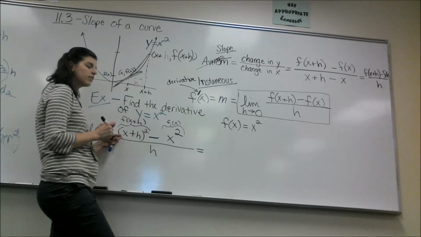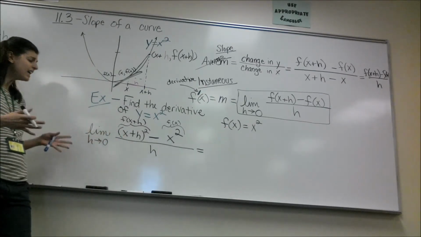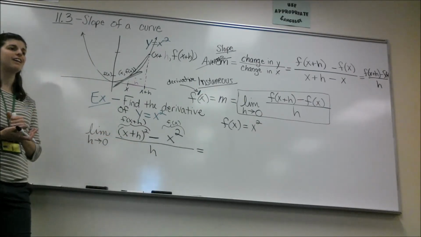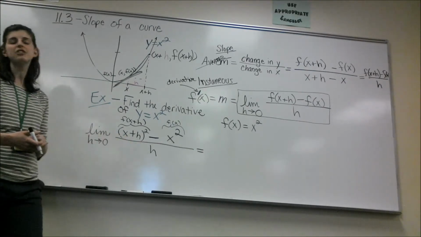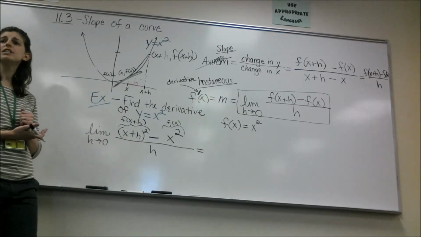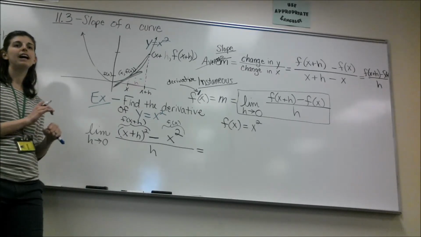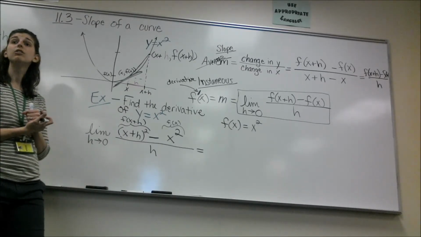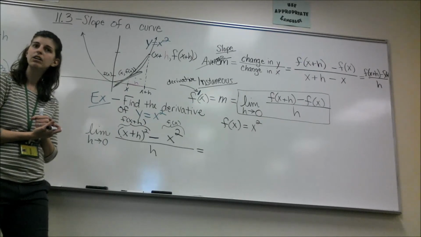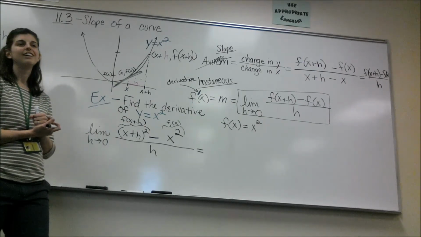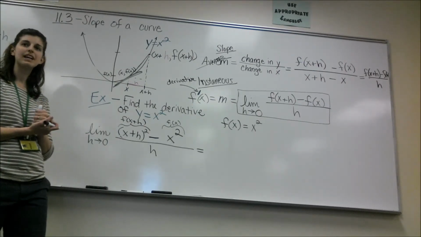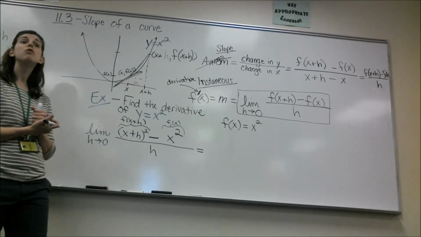All right, right here. How do I simplify this? So I've got to get to a place where that h can go away. Plugging 0 in for h, not going to happen right now because I get 0 in the denominator, and dividing by 0 is bad. So how do I simplify a little bit? What can I do? Square. FOIL is a great idea.